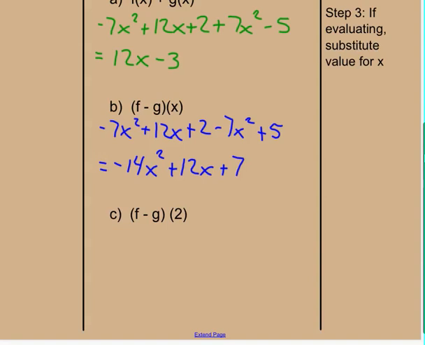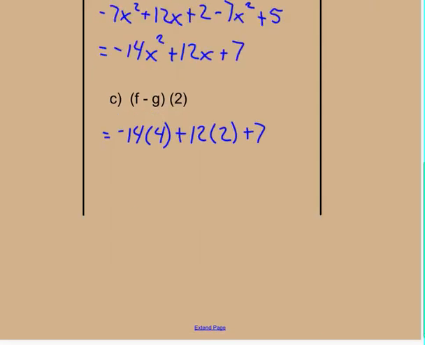Or, since in Part B we already came up with the function for f minus g, we can just substitute it into our expression. So I squared my 2, that's where I got the 4 from. Substituting it in. Negative 14 times 4 is negative 56. 12 times 2 is 24. And then negative 56 plus 24 plus 7 is negative, if I remember correctly, negative 31. No, that is 24 plus 7, so now I need to subtract that from the 56 so we get negative 25. That's our evaluation.